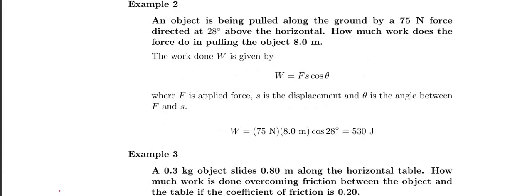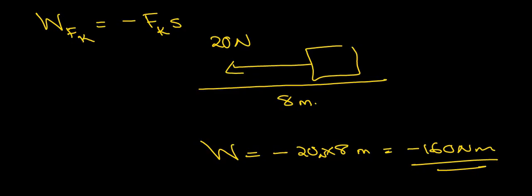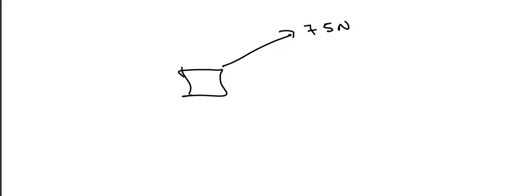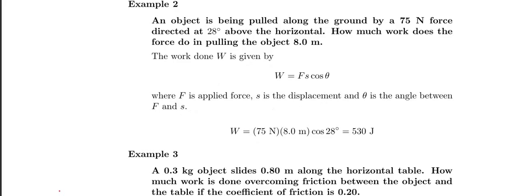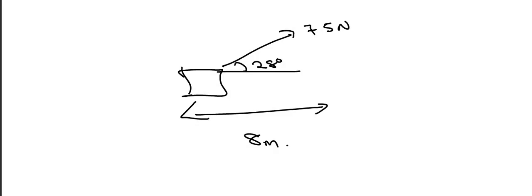Here they are saying the same thing. An object is being pulled along the ground by 75 newtons directed at 28 degrees above the horizontal. So the force here is 75 newtons, the angle is 28 degrees, and the distance that we have covered is 8 meters. Now we are interested in getting the work done.